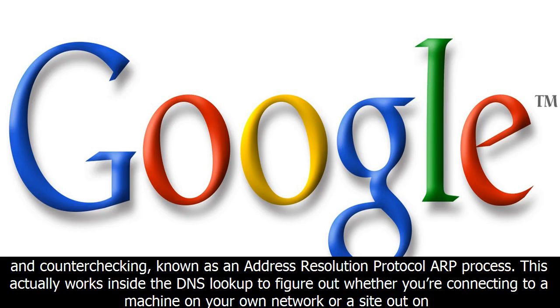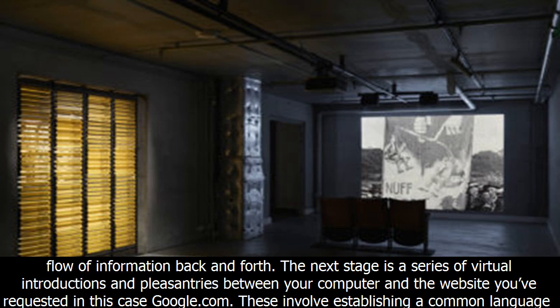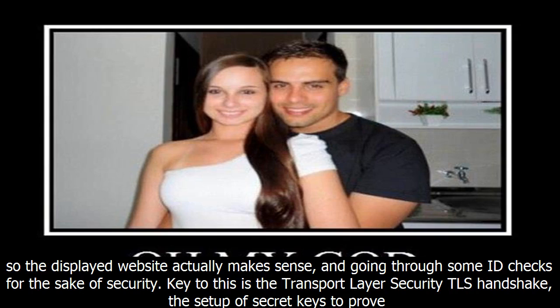Making a connection to the site, the Google.com homepage code. Once the DNS lookup occurs, there's another layer of checking and counter-checking, known as an Address Resolution Protocol, or ARP, process. This actually works inside the DNS lookup to figure out whether you're connecting to a machine on your own network or a site out in the wilds of the web. Finally, with the address and location of the website established, your browser can open up a socket, a connection between your computer and the site that allows for a two-way flow of information back and forth.